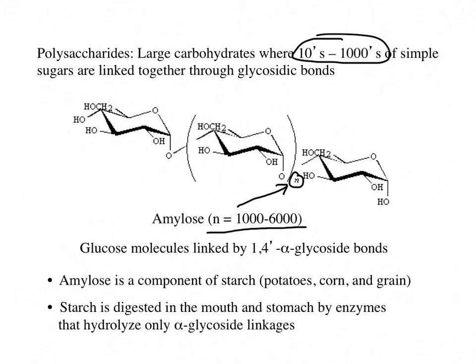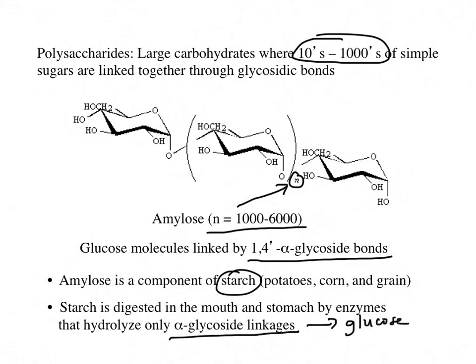It's hugely long. The glucose molecules are all linked the same. They're all linked by 1,4' alpha glycosides. So the linkages are the same. This thing just repeats. This is a component of starch. So amylose is found in starch, potatoes, grain, corn. And we have enzymes that can break down the alpha linkages and can then turn this thing into sugar molecules. It turns it into glucose. We get little glucose units in our bodies.